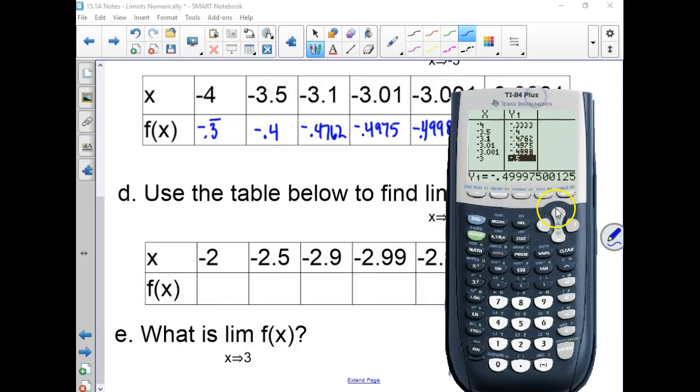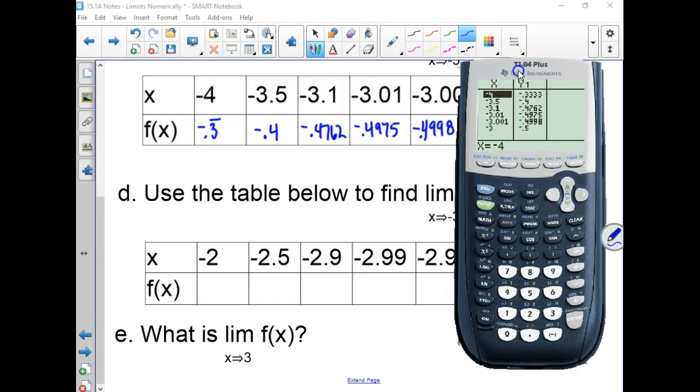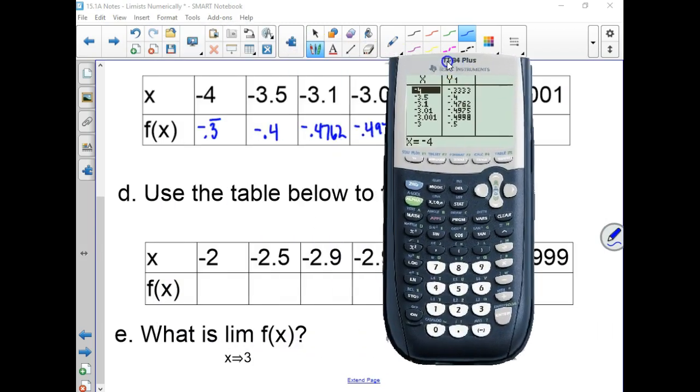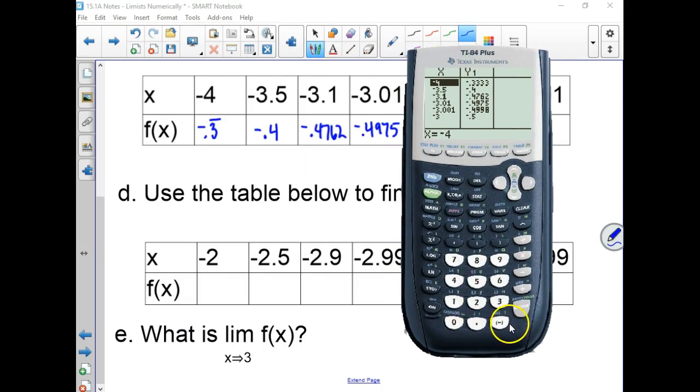Now we need to go back and approach from the right. That means we need to start with the higher values and get closer and closer to negative 3 from the higher values. So now we would type in negative 2, and that gives me negative 3.5, and negative 2.5.